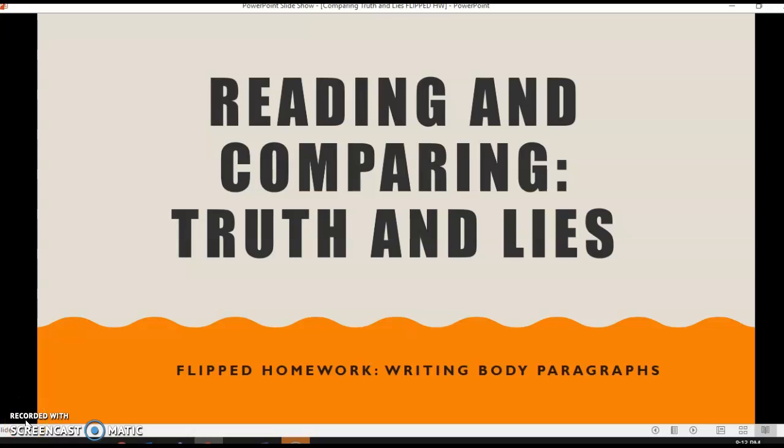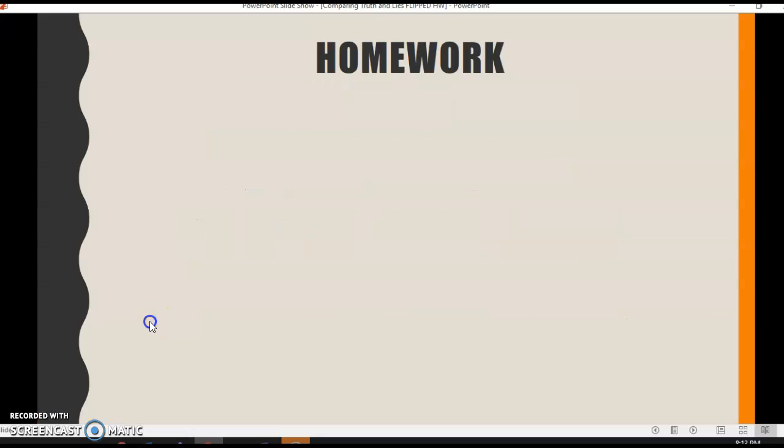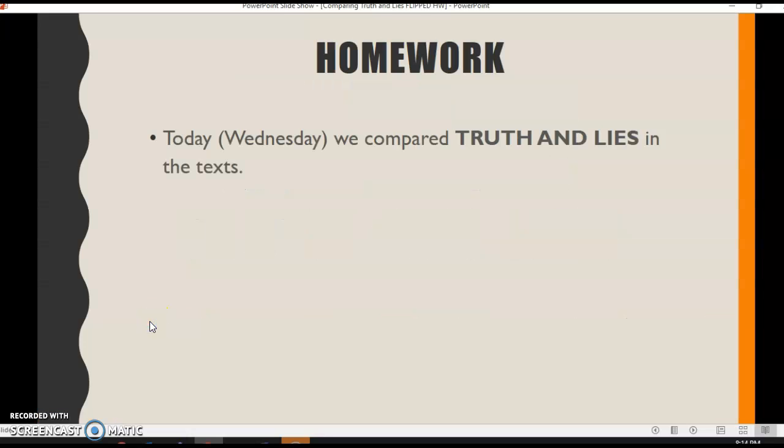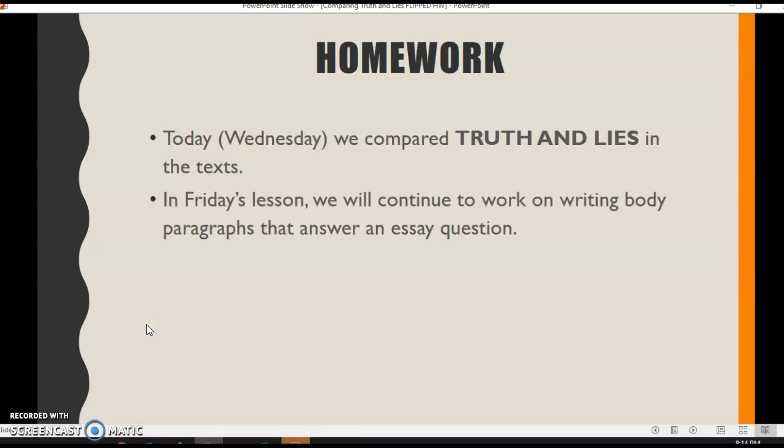So this is a flipped homework lesson on writing body paragraphs for reading and comparing. Our topic is truth and lies. Your homework is, in today's lesson, we compared truth and lies in the text. In Friday's lesson, we'll continue to work on writing body paragraphs that answer an essay question about truth and lies. This flip lesson is to prepare you for Friday's lesson, and there's my spelling error here.